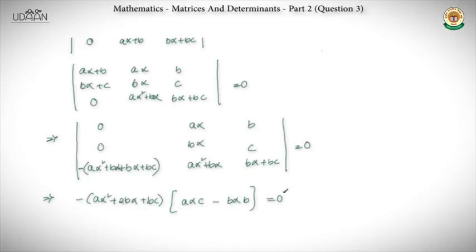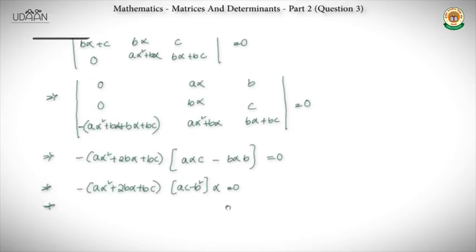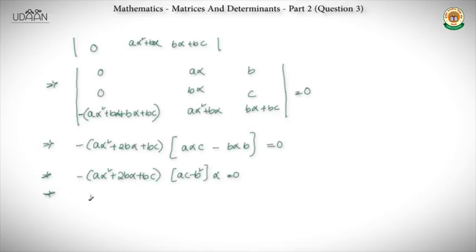Yep. So this becomes minus of A alpha square plus 2B alpha plus BC into AC minus B square into alpha into alpha is equal to 0. That would mean AC is equal to B square, or A alpha square plus 2B alpha plus BC should be 0.